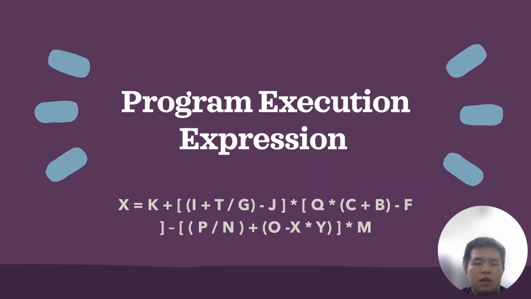So, this is our program execution expression, which is x equal k plus i plus t divided by g minus j multiply q multiply c plus b minus f minus p divided by n plus o minus x multiply y and multiply m.